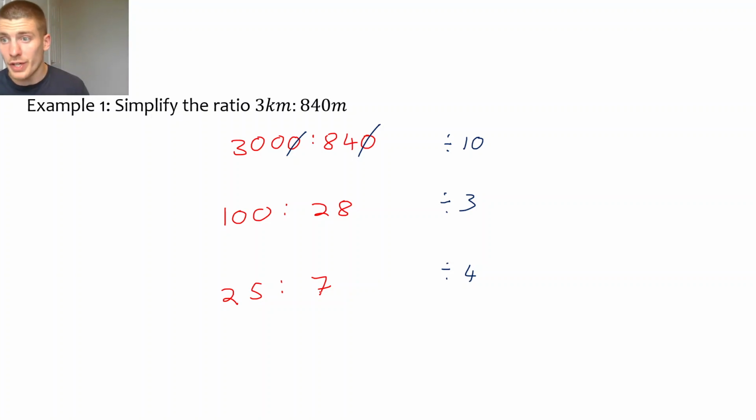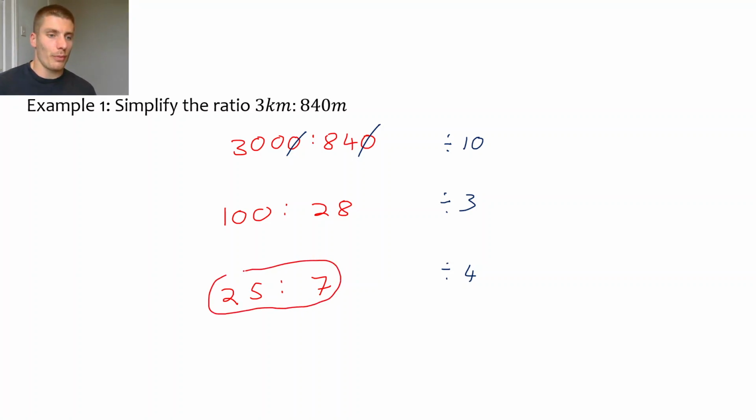And we do finish there because there's no other integer, whole number, besides 1 that is going to go into 7 and 25. Okay, so this is the ratio in its simplified form. Now, you could have put these numbers to begin with into kilometers and you would have got to the same thing, but I went for meters and that is my answer.